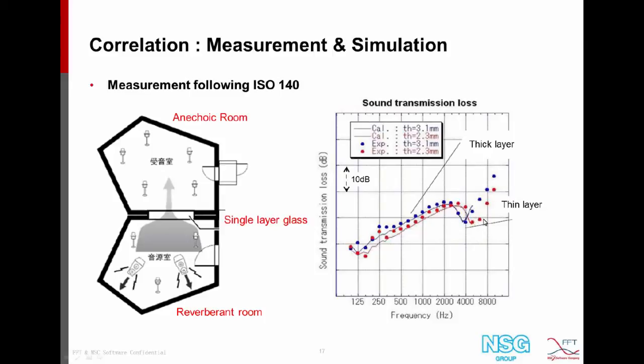And we can observe a shift in frequency and an increase in the TL that is made by the different thickness values used. So this is typically the critical frequency that I mentioned in the TL curve.